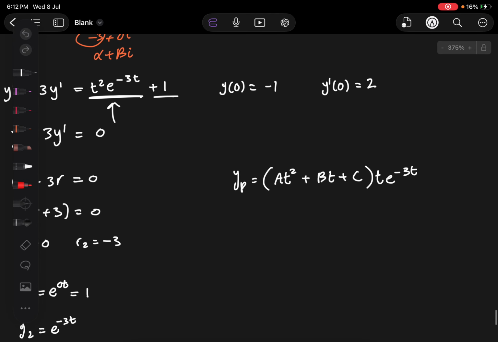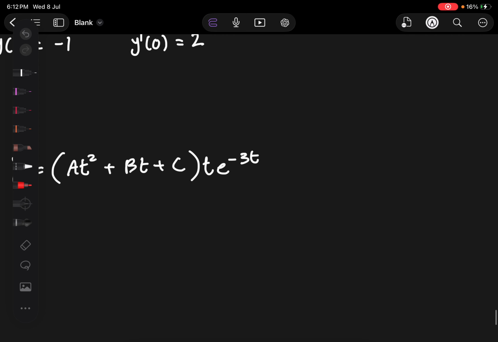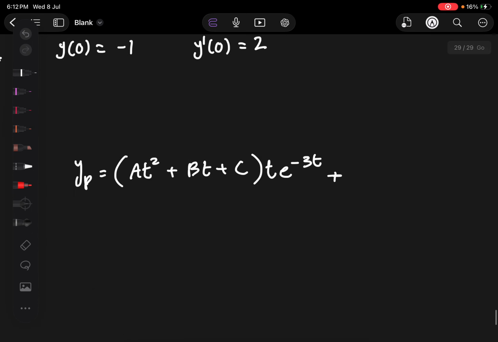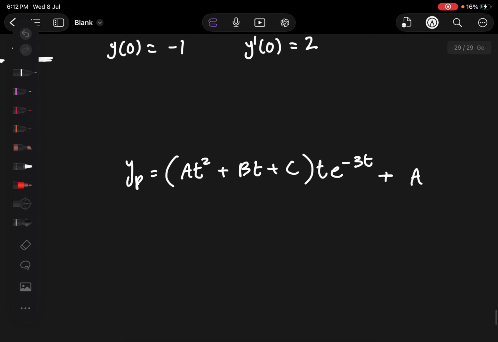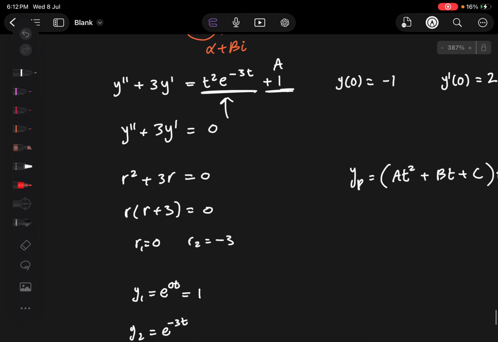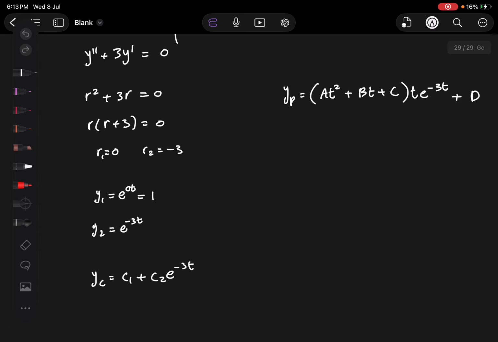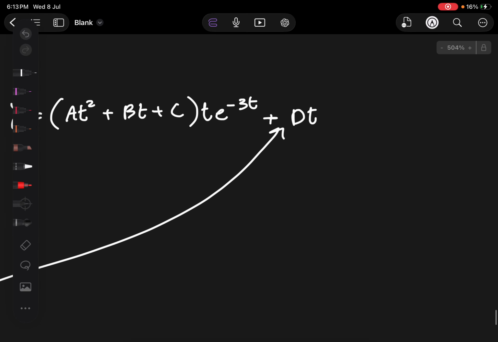We finished the first part. Then plus 1. Usually this is a constant, but we need to replace it with a general constant. We used a, b, c, so let's call it d. But then you notice that we already have a constant that took part of yc, so we have a dependent solution. To avoid that, we multiply the d by t, multiplying the general solution of the 1 by t.